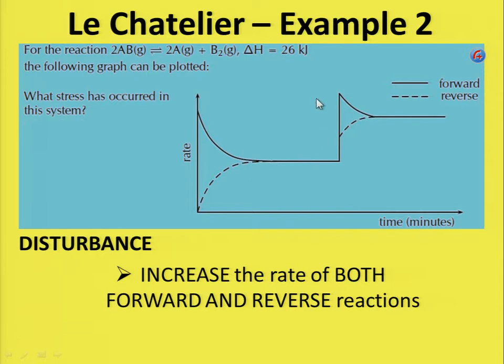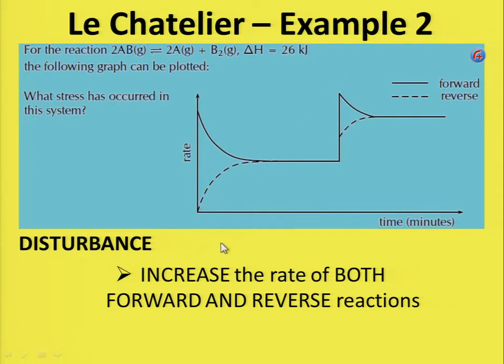Let's look at the graph. Here is the rate of your forward reaction. Here is the rate of your reverse reaction. Here the rates are equal, and that is the definition of equilibrium. Your rates are equal. And here is your disturbance, disturbing your equilibrium.